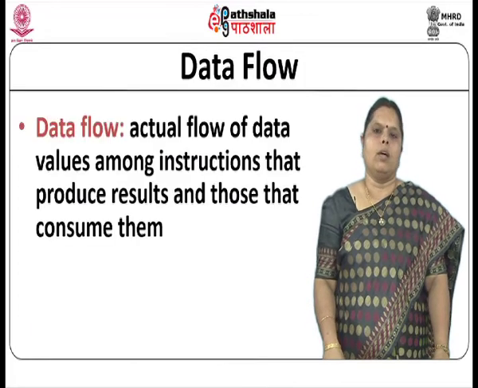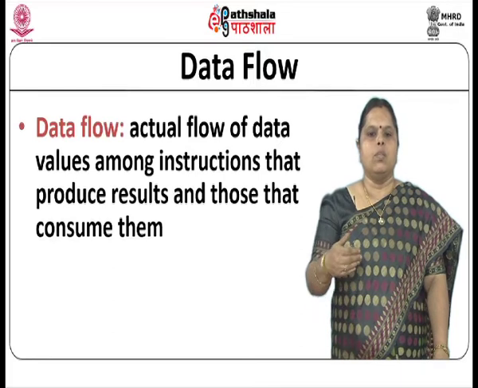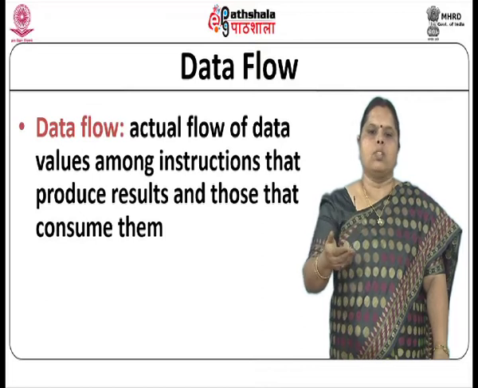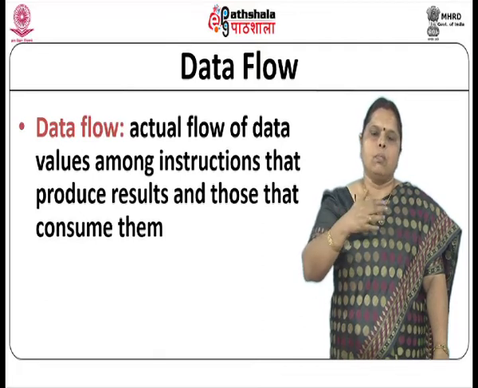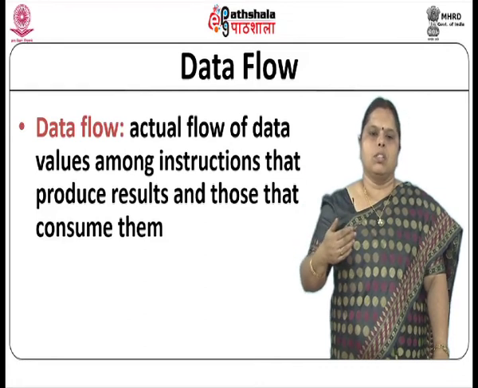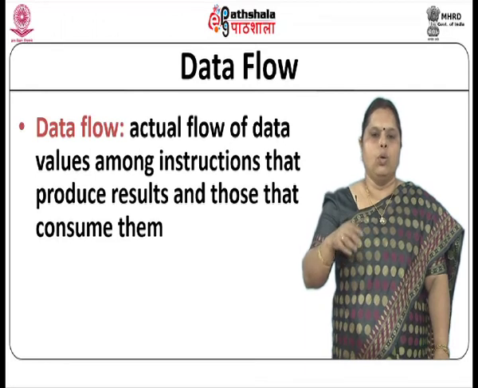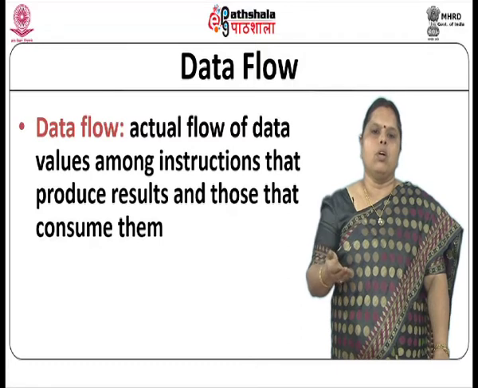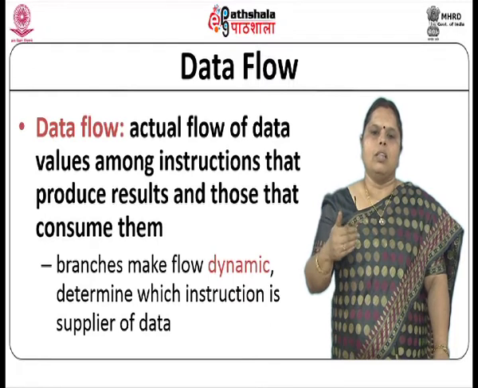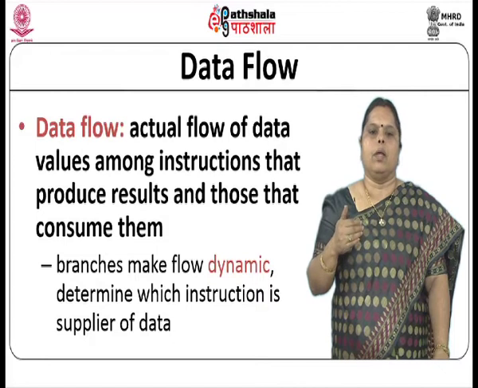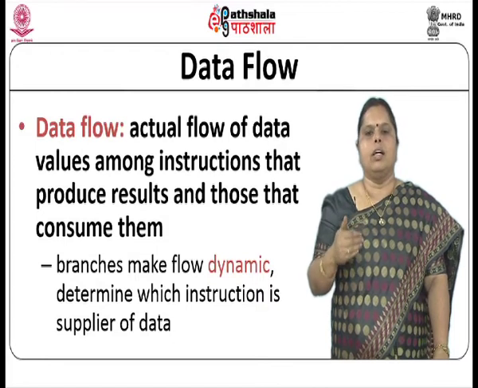Similarly, data flow gives you the actual flow of data values among instructions that produce results and those that consume them. Some instructions generate results, and certain instructions use those results afterwards. When a branch comes in, the data flow gets altered. Because of your reordering of instructions, you should not affect the way the data flows. Branches make the data flow dynamic, and they determine which instruction is the supplier of data. You cannot violate that data flow.